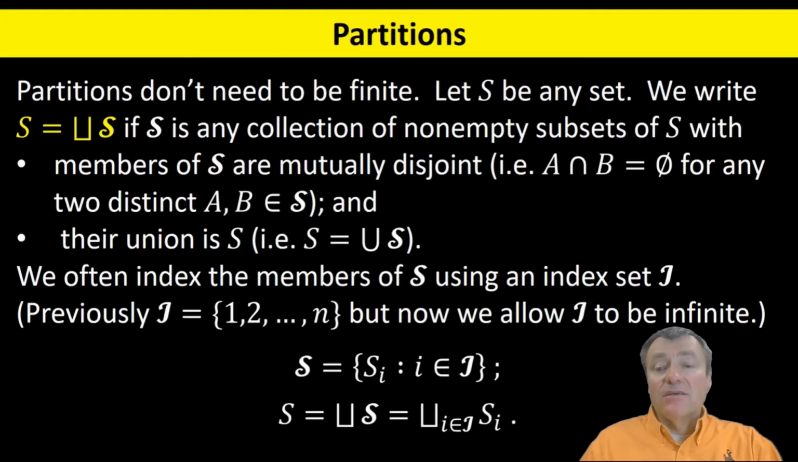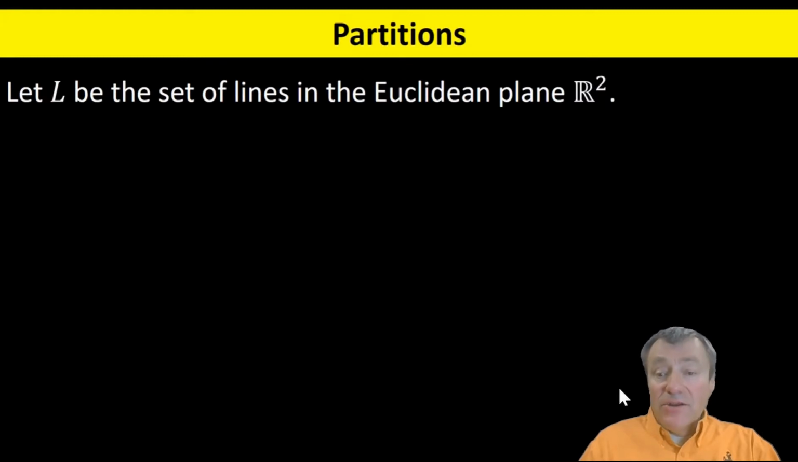So we summarize. Script S is the collection of parts, the set of parts. It's the set whose elements are the Si's, as the index i ranges over the index set, script I. The original set S is the disjoint union of the parts, so I can use the square cup symbol if I want to emphasize this fact. S is the union of the parts of the partition. I can write S as the union of the Si's as the index i ranges over the index set, script I.